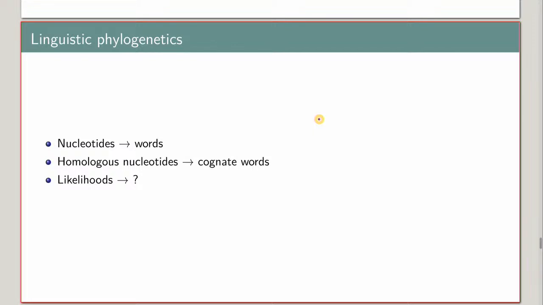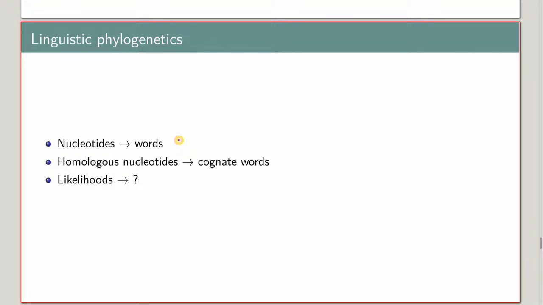So typically the analog for nucleotides is words, but it's not like you have ACGT for words. You have an insane number of possibilities. And homologous nucleotides would be cognate words, as in the word for 'and' or the word for 'one' or whatever. You might have a list of words, and you can think of the list of words like a sequence of nucleotides, and the alignment is basically the columns carry the same meaning across languages and the rows are different languages.